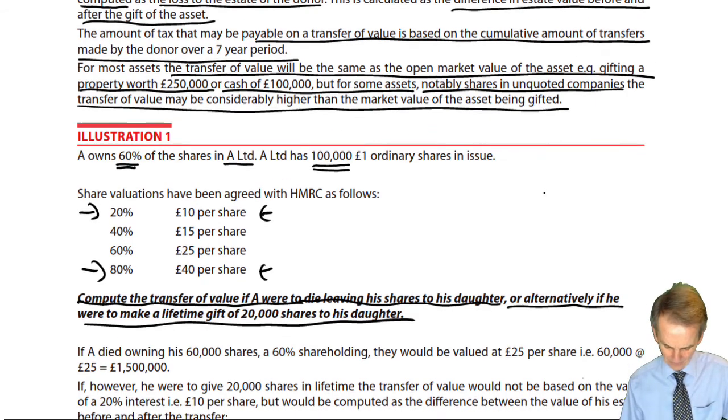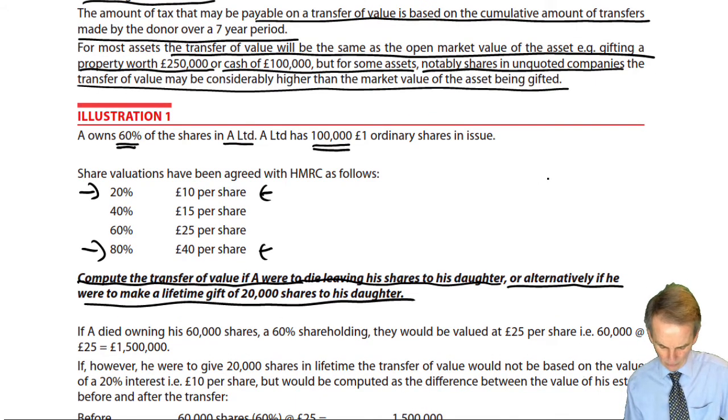So what are we going to do? The easy bit, first of all, compute the transfer of value if A were to die, leaving what will therefore be all of his shares to his daughter. What will all of his shares be? He owns 60% of 100,000, so that's going to be 60,000 shares. It is a 60% interest.